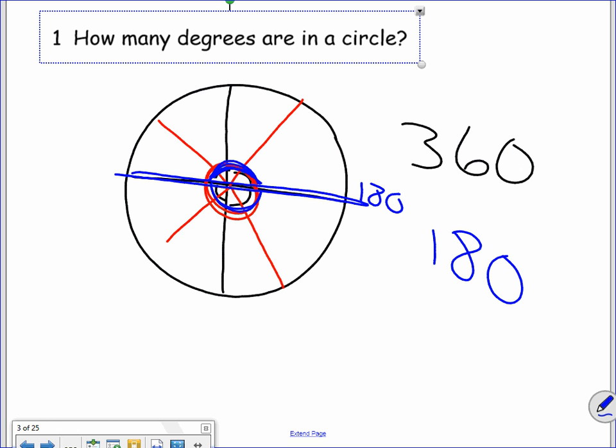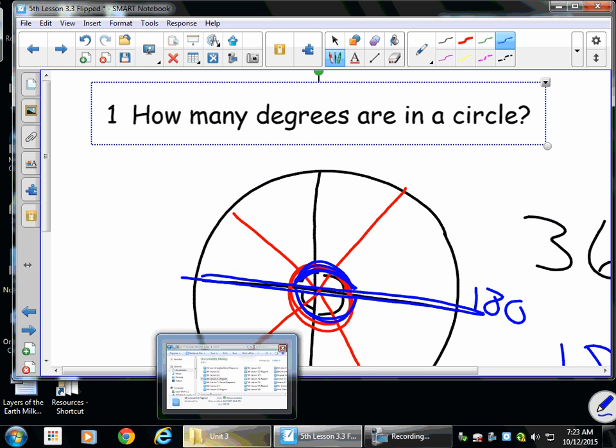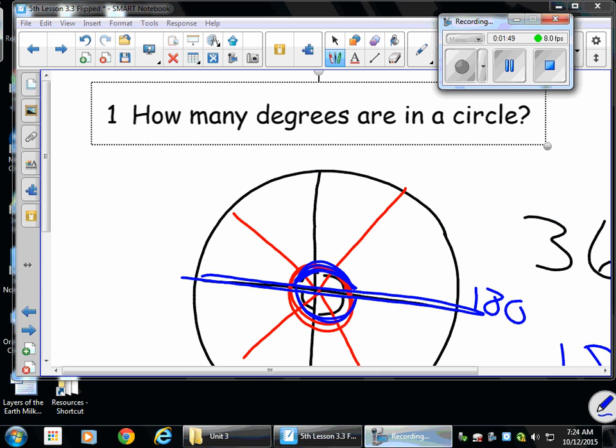Keep that in mind, because over this next couple weeks, when we're working with degrees and angles, I'm always going to be asking, does it form a straight line or does it form a circle? If it forms a straight line, it equals 180. If it forms a circle, it equals 360.